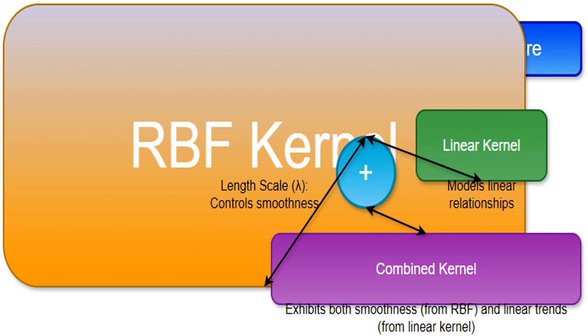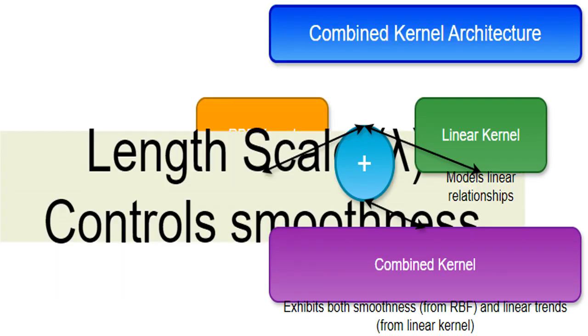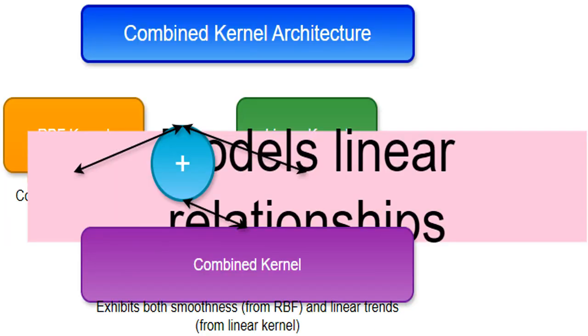Pretty cool, right? This parameter, often represented by the Greek letter lambda, directly influences the smoothness of the RBF kernel. A smaller lambda value results in a more flexible, wiggly function, while a larger lambda leads to a smoother function. I find visualizing it as the wiggliness control very helpful. The linear kernel is much simpler. It models relationships as straight lines. It directly relates the input variables to the output, without any curvature or nonlinearity. This is great for datasets that have a very clear linear trend.